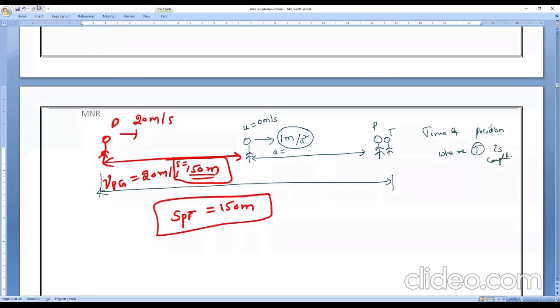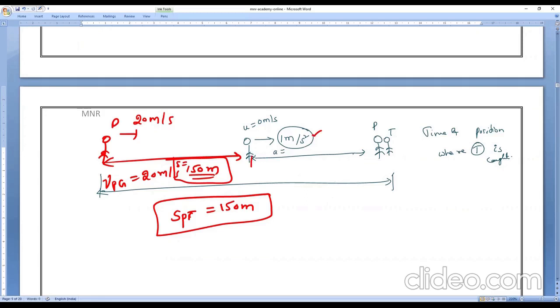Clear? Where the thief is caught. Yes, sir. Understood? That is our question. So let us see how to find it now. First of all, can you tell me what is the distance traveled by the thief from here to here? I have not been given time and velocity. I have been given acceleration, so you have to use equations of motion.